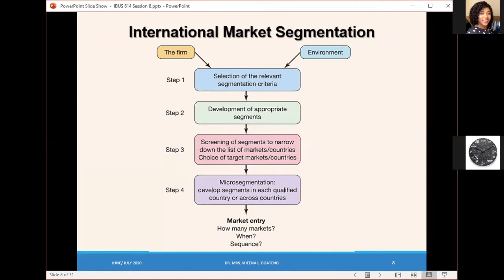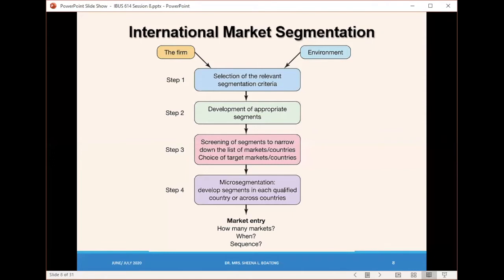And then you need to develop appropriate segments within this foreign location that you want to go into, depending on whether you are targeting a particular country, or a group of countries in a region, or specific customer segments scattered across different countries. It's up to you. But this is where you develop the appropriate segments that you are going to target in terms of the different approaches that I just mentioned. Then you also consider screening the segments to narrow down the list of the markets or countries, and then specifically choosing the ones that you want to target.